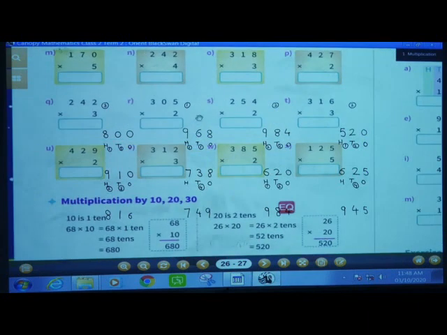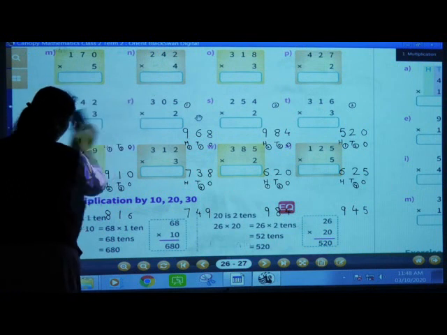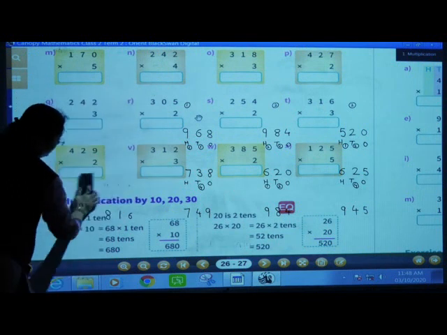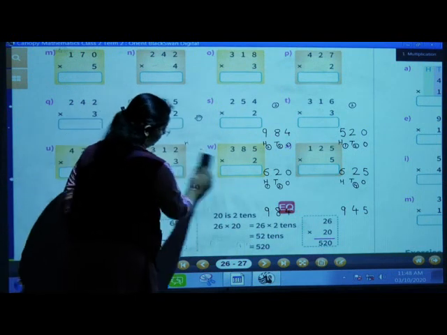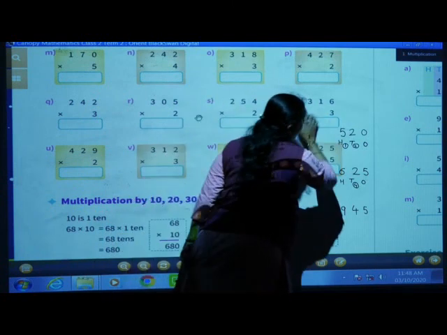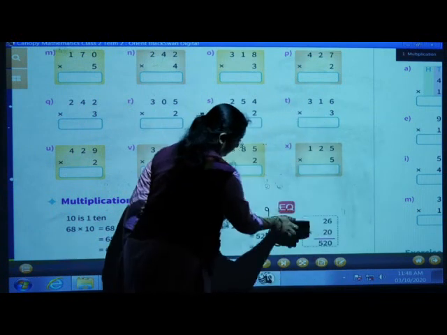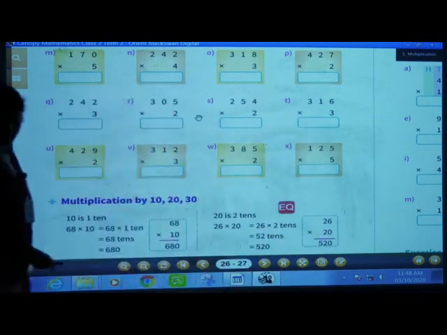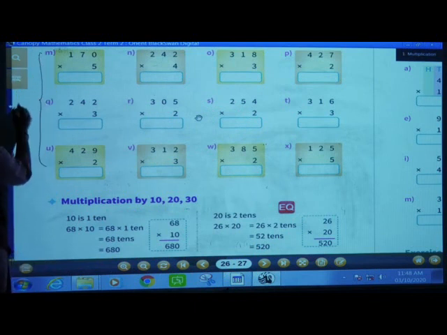Turn the page. The remaining 3 rows will be the homework. See, these 3 rows will be the homework. You have to solve them on your own.